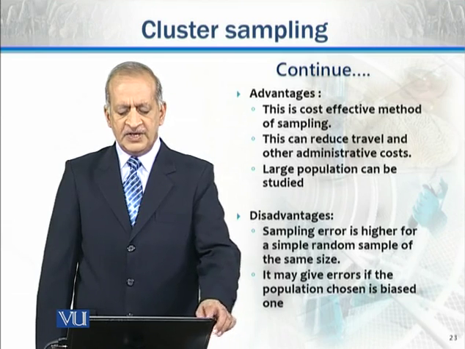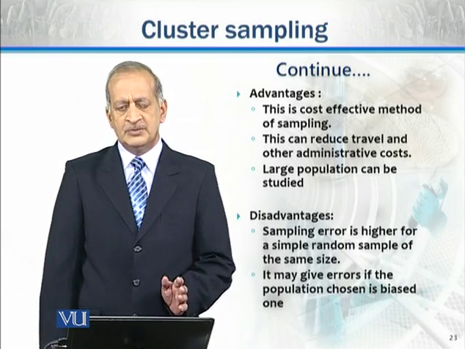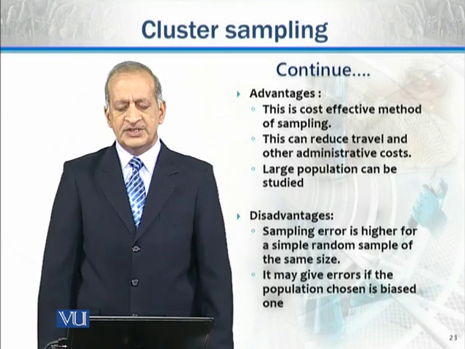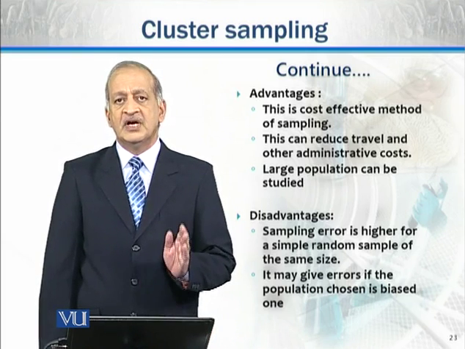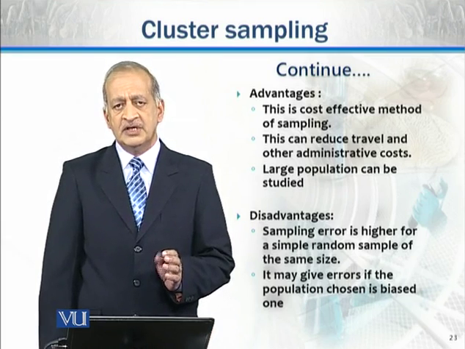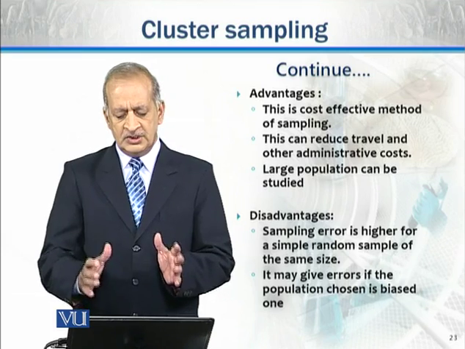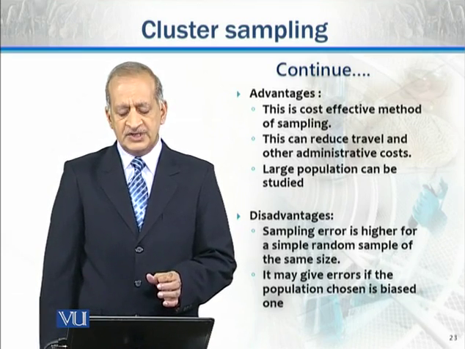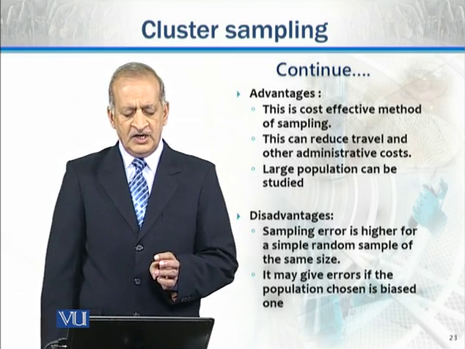Advantages of cluster sampling. Cluster sampling, as compared with other types of sampling, is a cost-effective method. When we say cost-effective method, here travel expenses are reduced, and administrative expenses which are involved are reduced because the population is clustered into smaller groups. Then a large population can be studied in this type of sampling as compared with other sampling.